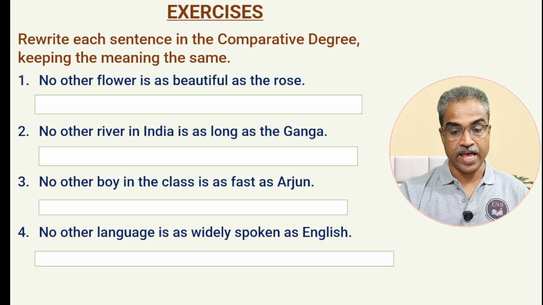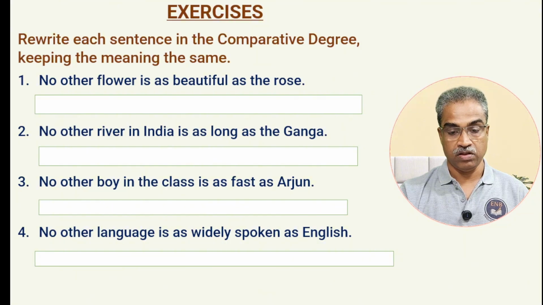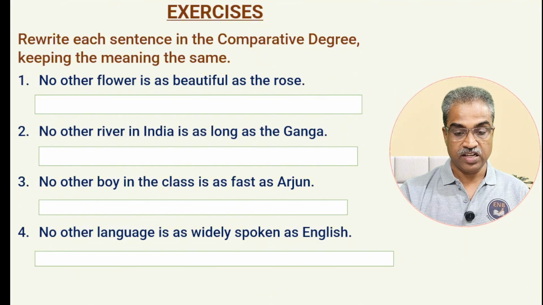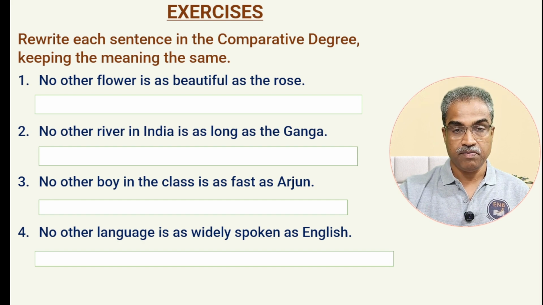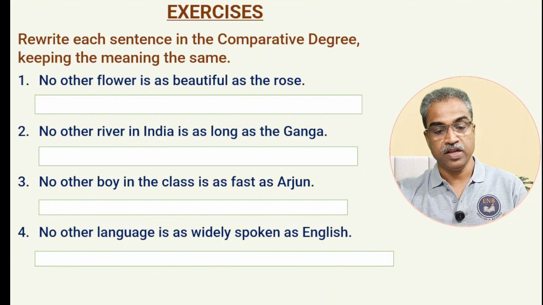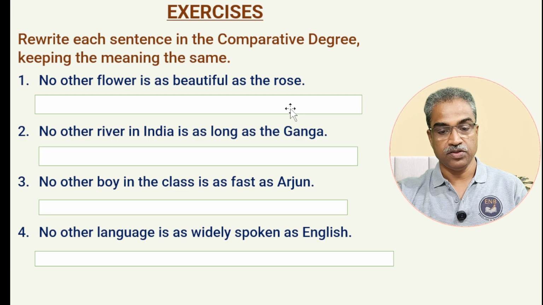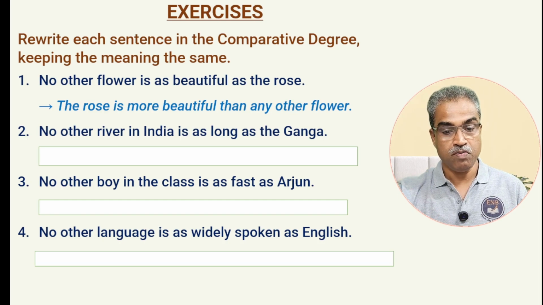No other flower is as beautiful as the rose. No other river in India is as long as the Ganga or the Ganges. No other boy in the class is as fast as Arjun. No other language is as widely spoken as English. So these are all positive. Now, without changing the meaning, are you able to change this into comparative form? So no other flower is as beautiful as the rose. So it will start with which one? The rose.